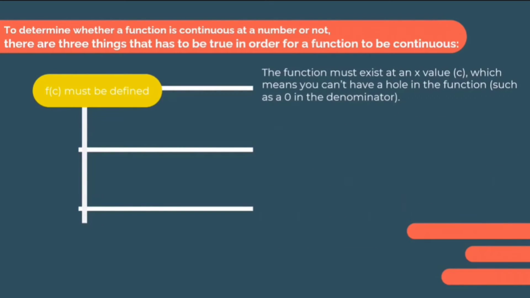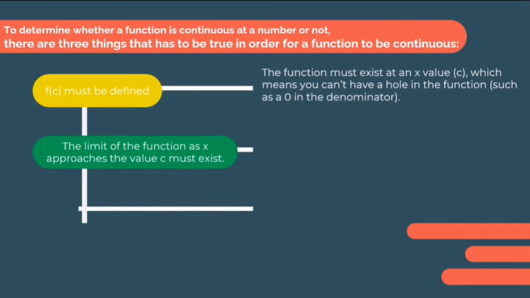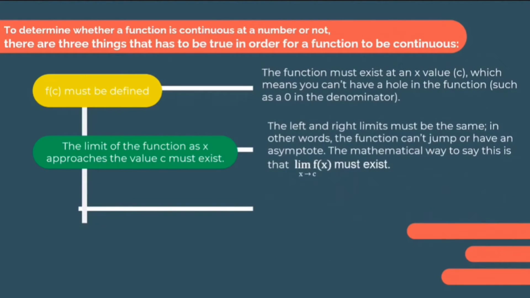f(c) must be defined. The function must exist at an x value c, which means you can't have a hole in the function, such as 0 in the denominator. The limit of the function as x approaches the value of c must exist. The left and right limits must be the same. In other words, the function can't jump or have an asymptote.